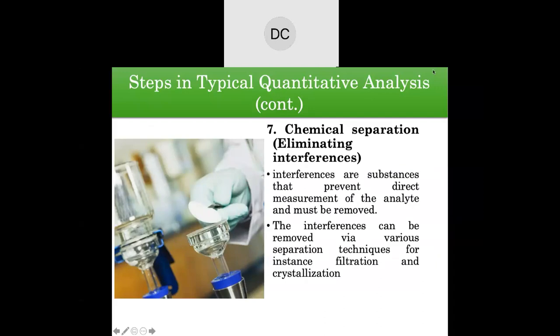Lepas buat preparation tadi, yang kita nak pergi analisis ni, kita buat separation. Okay, separation ni, the objective is to eliminate the interferences. Okay, kita tak nak, contohnya if you have the sample, soil sample tadi, kadang-kadang ada batu-batu yang tak nak dissolve tu, kita tak nak kacau, so we need to eliminate them. Senang sajalah, tapislah, one of the most easiest way. Okay, interference are substances that are prevent direct measurement of the analyte and must be removed. And the interference can be removed via various suppression techniques, for example, filtration and crystallization.